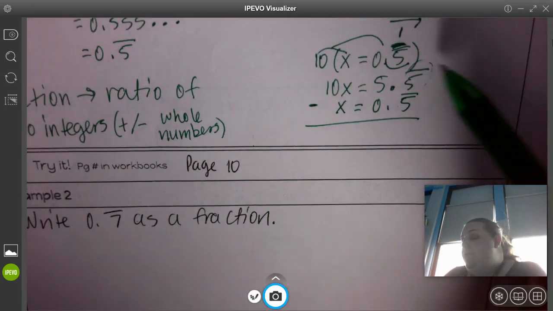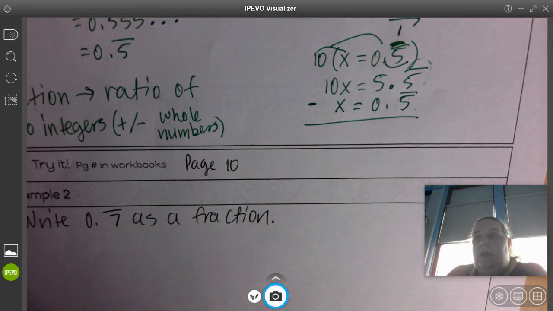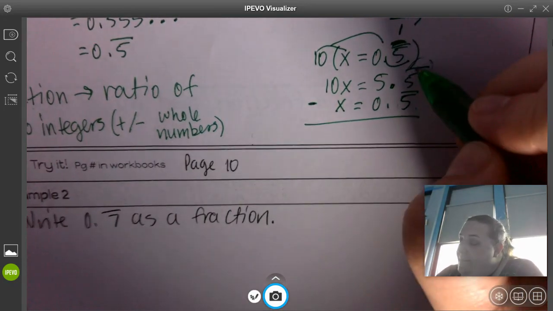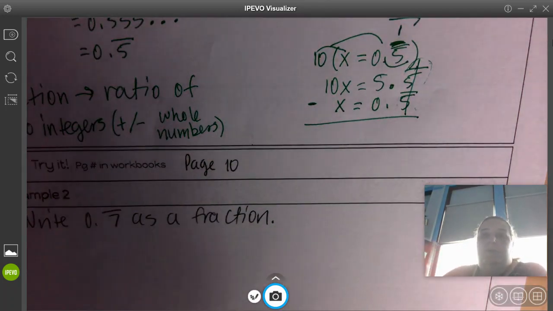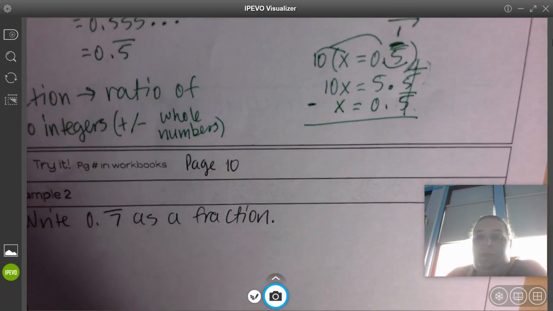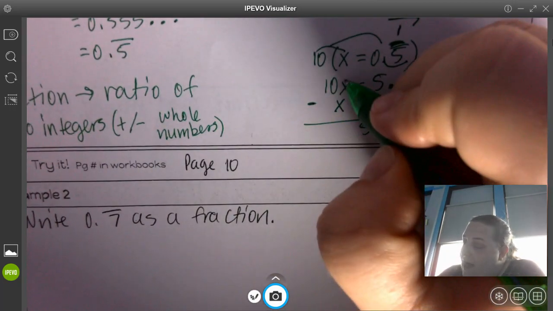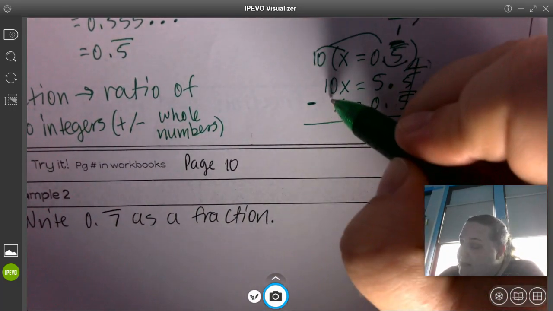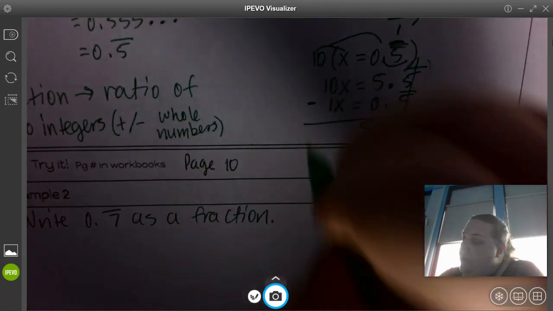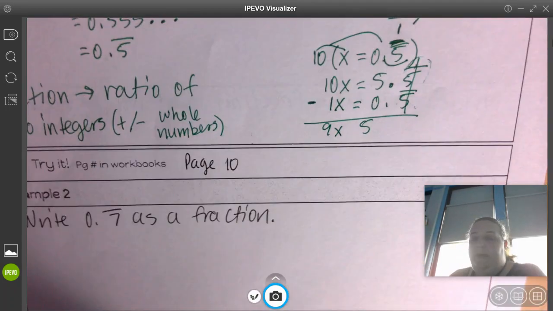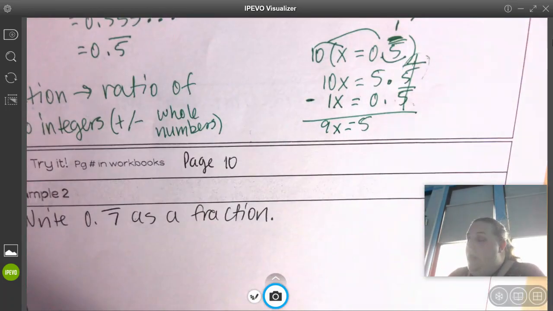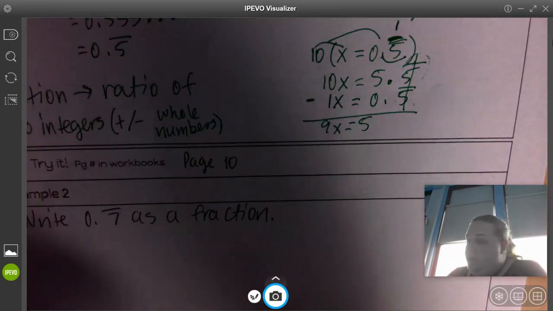Now, even though these decimals go on and on and on forever, because they're the exact same thing, when you subtract something from itself, it leaves you with nothing. So now all I'm left with is 5 minus 0, which is 5. And then on this side, I'm doing 10x minus x, or 1x, which gives me 9x. Okay. And then equals. And now we're just going to finish solving an equation like we would.